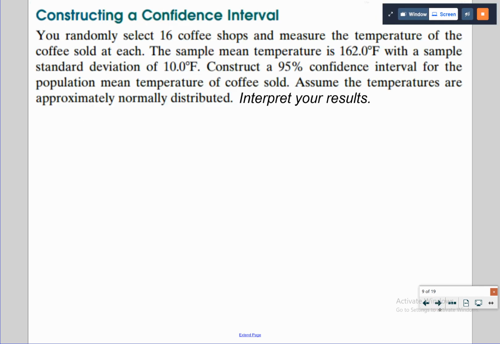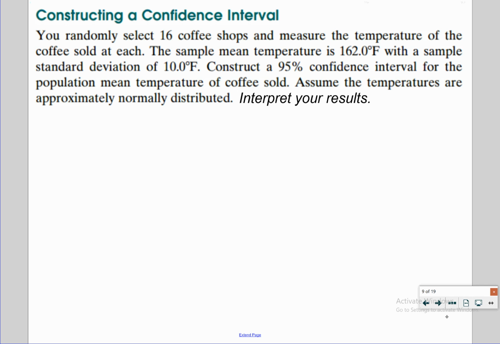Okay. All right, so let's do an example. You are currently selecting 16 coffee shops and measure the temperature of the coffee sold at each. The sample mean temperature is 162 degrees Fahrenheit with a sample standard deviation of 10 degrees Fahrenheit. Construct a 95% confidence interval for the population mean temperature of coffee sold. Assume the temperatures are approximately normally distributed, and then interpret your results.